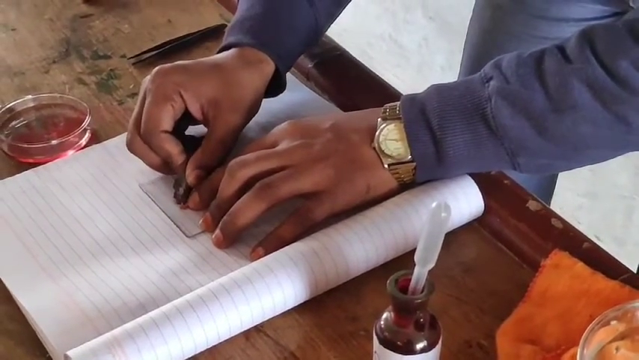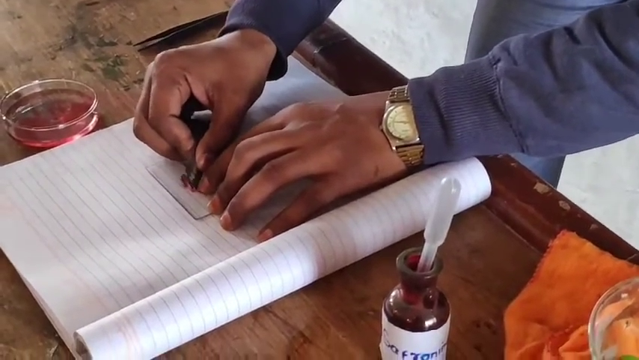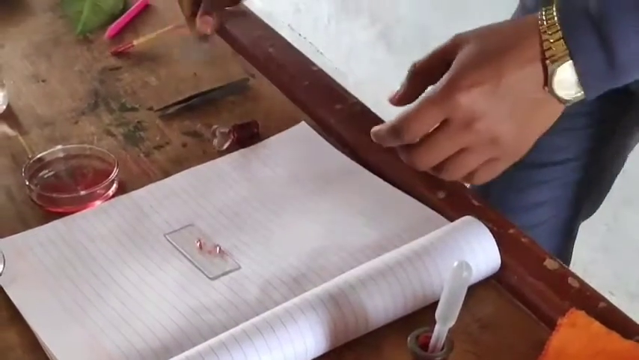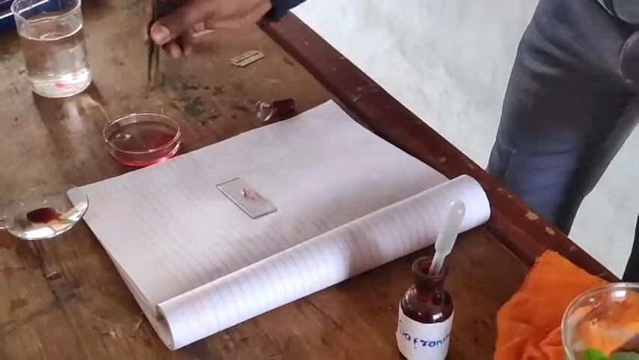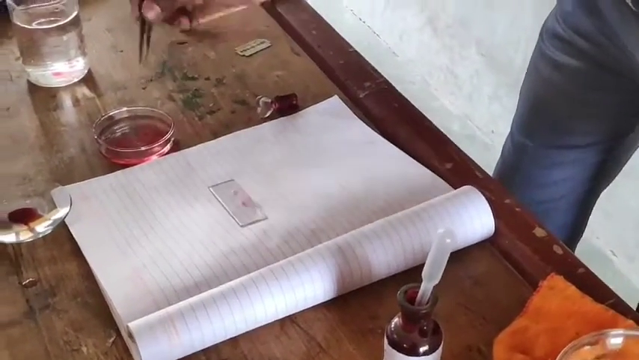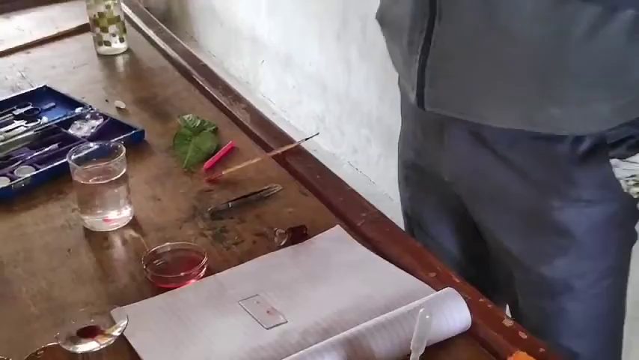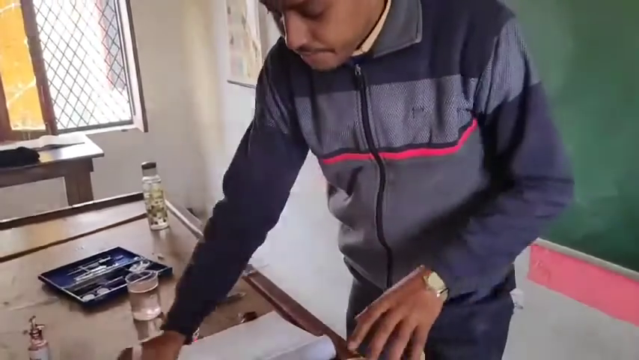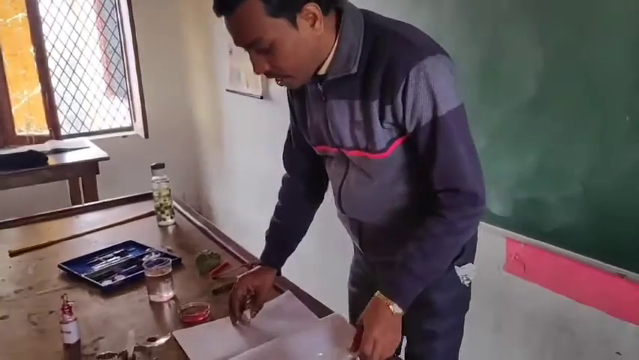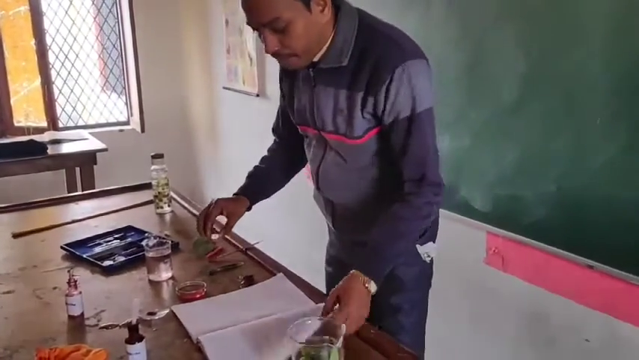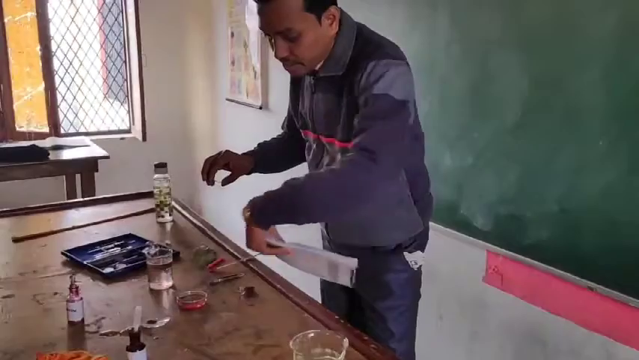So the excess leaf peel should be removed very carefully. Here I have removed the excess leaf peel. This is the excess leaf peel that I have removed. Keep in mind, select the very largest leaf peel from the leaf, and then later the excess leaf peel should be removed. Now the last step of our practical procedure, listen carefully.